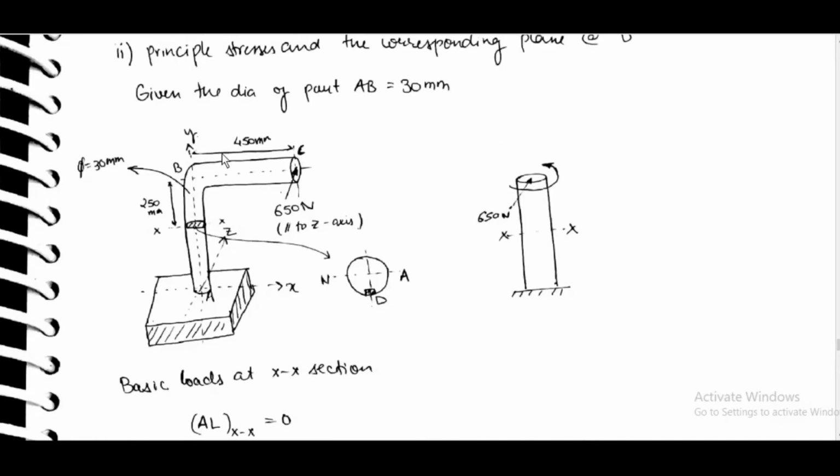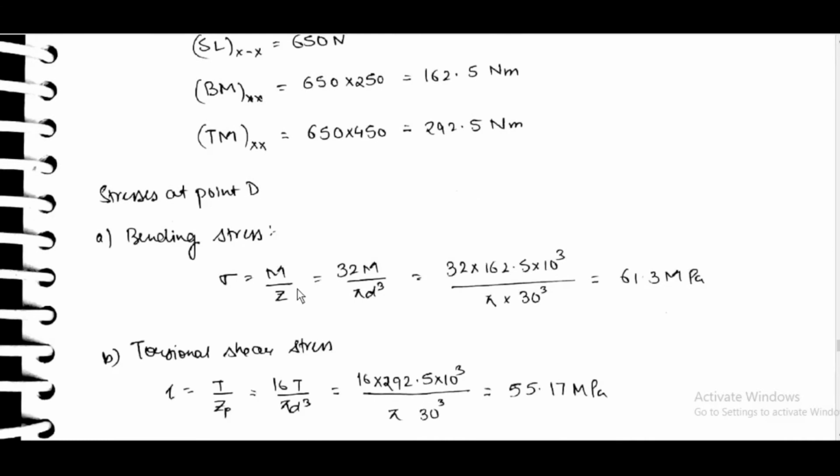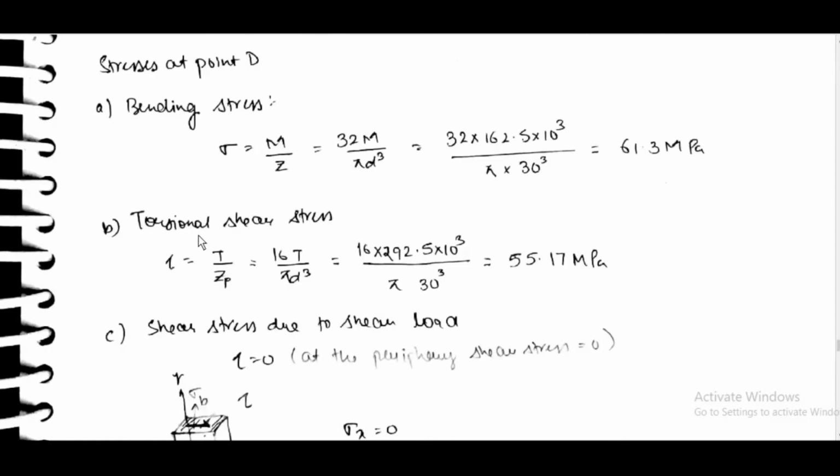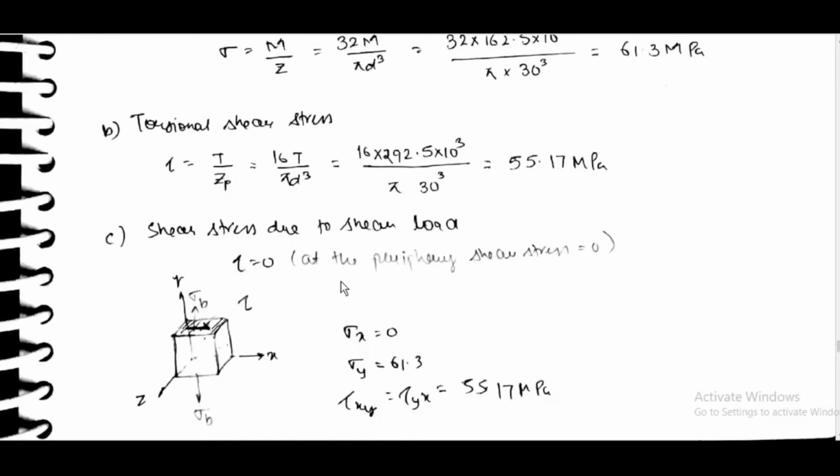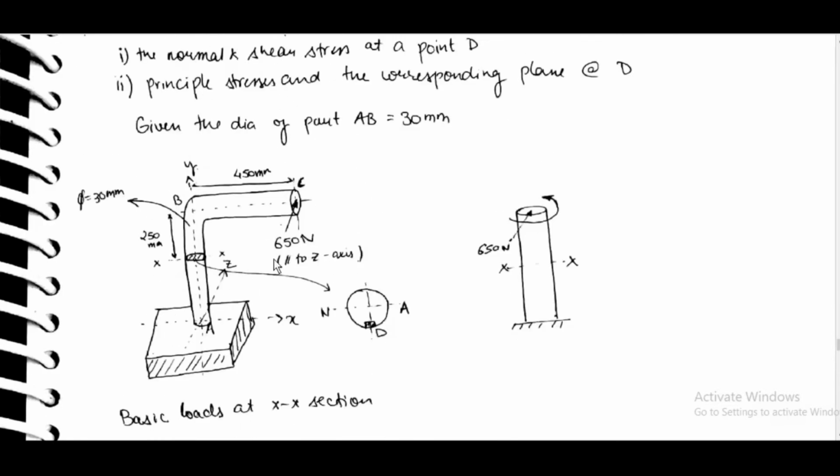Stresses at point D. Bending stress sigma is equal to M by Z, which is equal to 32 M by pi d cube. After solving, we will get 61.3 MPa. Torsional shear stress tau is equal to T by Zp, which is equal to 16 T by pi d cube, equal to 55.17 MPa. Shear stress due to shear load, tau, is equal to 0.